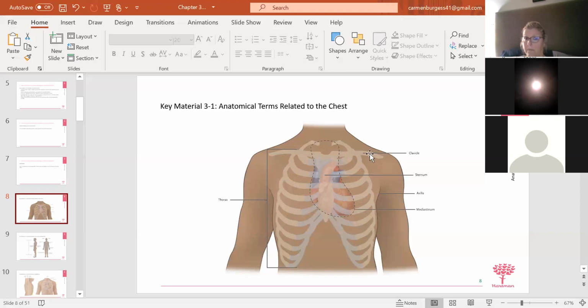The clavicle, that's your collarbone. You're going to hear mid-clavicular line because you're going to base your EKG electrodes on that line. So if it's mid-clavicular, you know this is the clavicle. Mid is going to be dead center of that. So if you hear that term, you'll know left or right is dead center of your collarbone. So if you find the person's collarbone, you'll be able to tell where the mid is, because you will have to place one of your electrodes on that line.